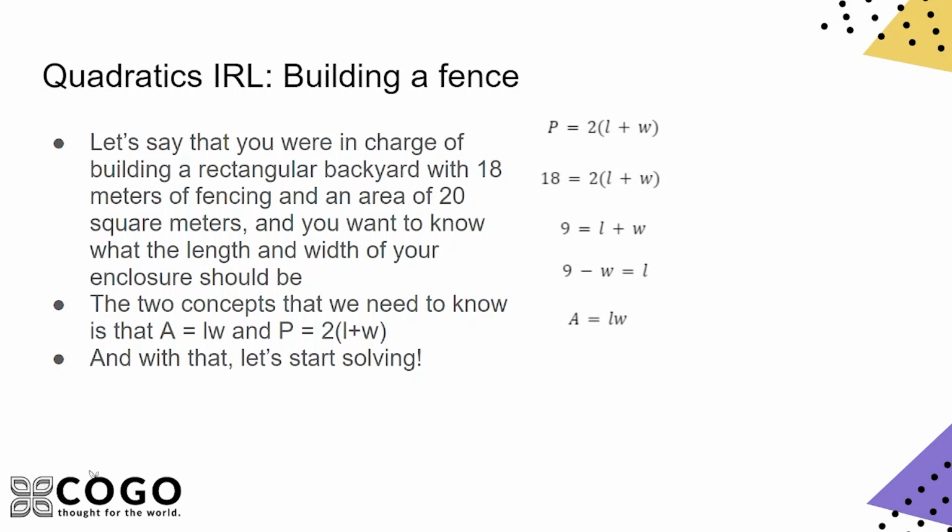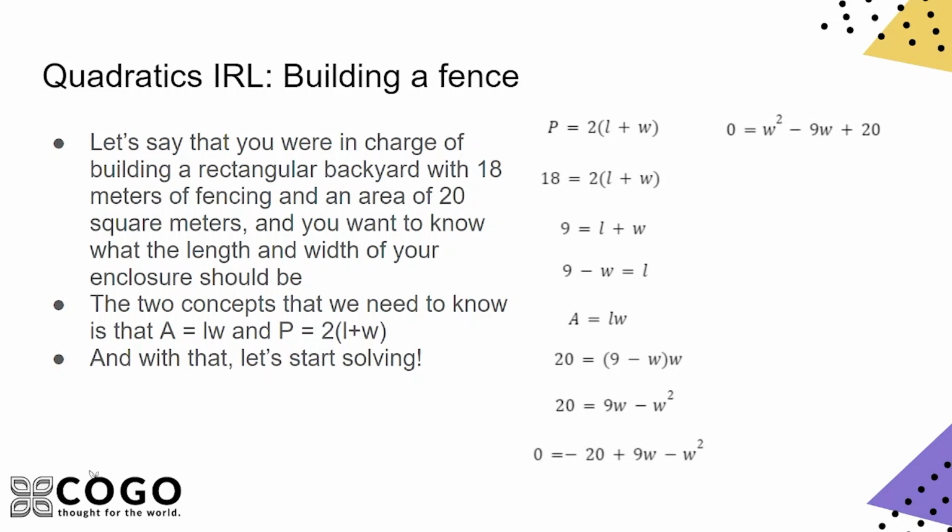Then we can switch our focus over to the area formula, which is A equals length times width, and plug in 9 minus W for L and 20 for A to get the equation 20 equals (9 minus W) all times W. Expanding this out and subtracting 20 from both sides, we get 0 equals negative 20 plus 9W minus W squared. Dividing both sides by negative 1 and rearranging such that the W squared is in front, we get that 0 equals W squared minus 9W plus 20, which is a quadratic equation in standard form.